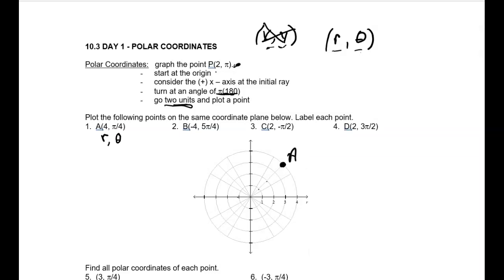So there's A. If I ask you to plot point B, that means you're going to look at 5 pi over 4. So here's angle 5 pi over 4. That's the direction we turn and look at. If I tell you that you have a negative r, what that means is instead of going out in that direction, 1, 2, 3, and 4, we still look in this direction, but the negative r tells us we actually want to go backwards from the angle that we would have been looking at.